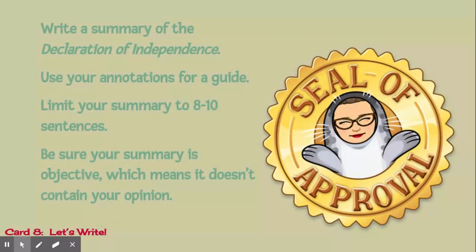As you write your objective summary, keep in mind you want to be able to answer who is writing this declaration, where is the setting, when does the action take place, what seems to be the conflicts, and why is there a conflict? Is there any background information? I'm going to give you about 10 minutes to create the summary for the entire declaration. You're going to type it into your summary document.